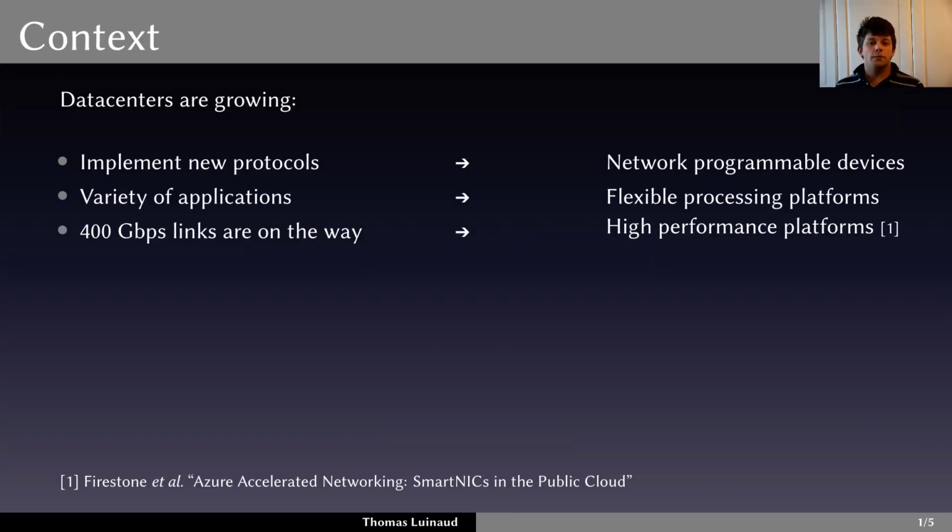So, why do we need packet deparsers on FPGAs? Well, today's data centers are growing in interest. As a result, they have to implement new network protocols. They have to support a variety of applications such as databases, deep learning, and so on. Also, new network links are coming. 400 gigabits per second links are on the way. As a result, data centers need to have network devices that are programmable. Those devices must be flexible, as must the processing platform, and they must be high-performance platforms. As a result, there is a growing interest in FPGAs.